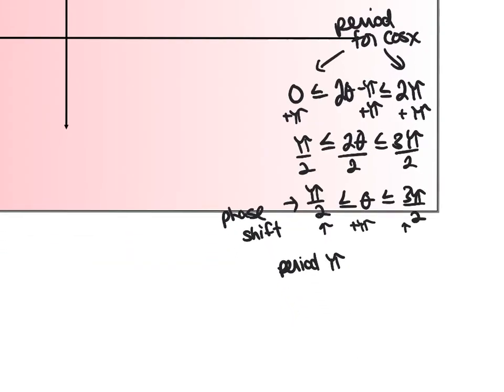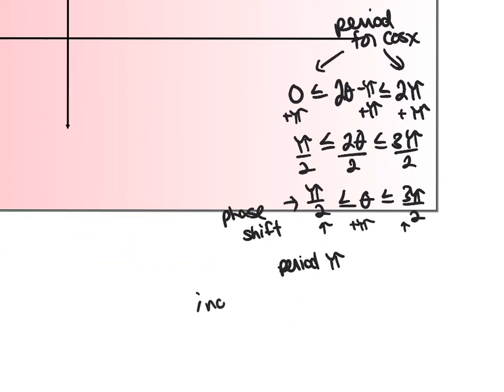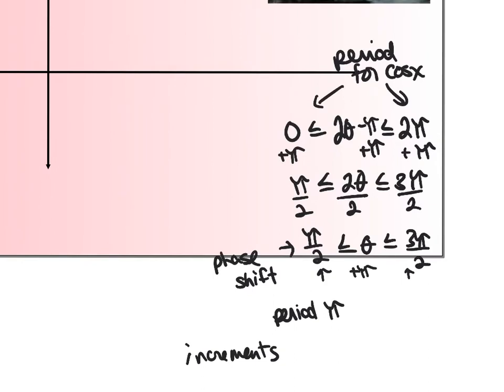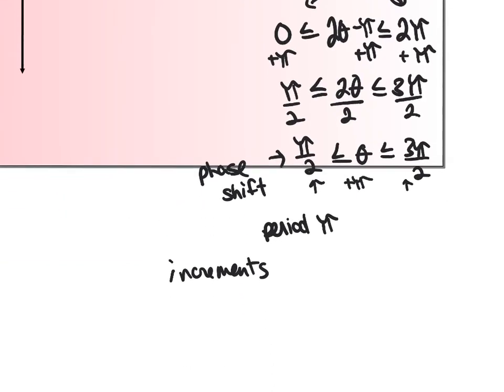The last thing that we need is the increments. And in this case, we're going to need 5, because normally we start at the origin or at the y-axis, but this has a phase shift. So I'm going to try to mark 5 even marks on my graph. And the increments, you take your period and you multiply by 1/4. So we're going to have increments of pi over 4.